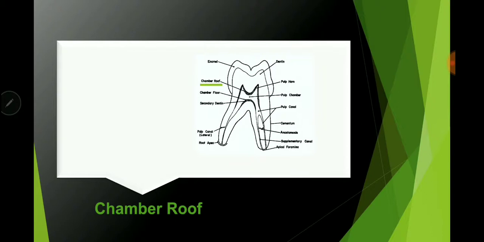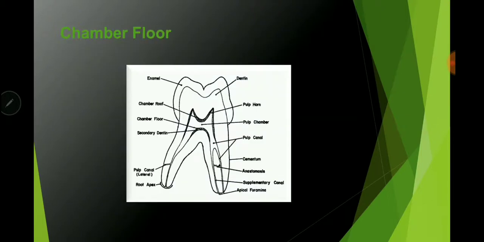This photo shows you where the pulp chamber is. You have the roof of the pulp chamber, and then the floor of the pulp chamber, and on the floor of the pulp chamber you have secondary dentin. That's why I said you have the secondary dentin. That's the floor, right here.